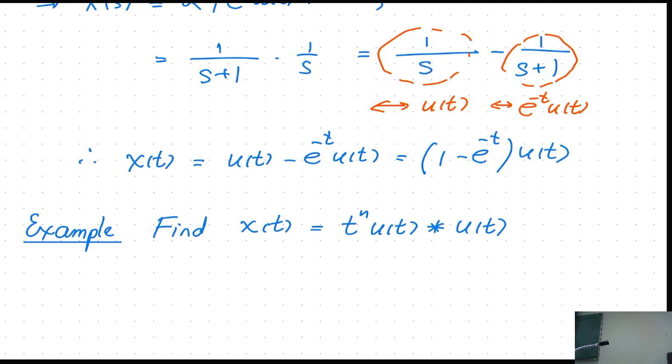Can you do this in 1 minute? I'll give you 1 minute to figure this one out. Let's try doing it in 1 minute. Can you do it? Let's give it a try.